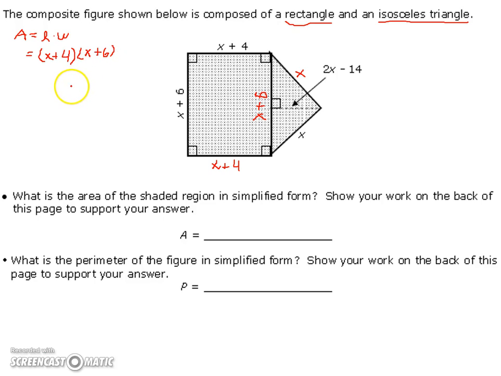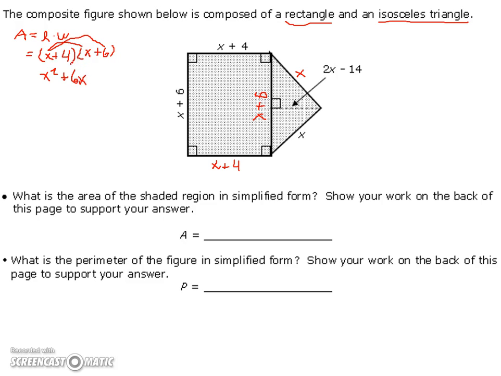Alright, so in order to simplify that expression, we're going to use the distributive property. Some of you may have learned this as using FOIL. We're going to start by multiplying the first two terms together, x times x, to get x squared. And then we're going to do the outside, x times 6, which is 6x.